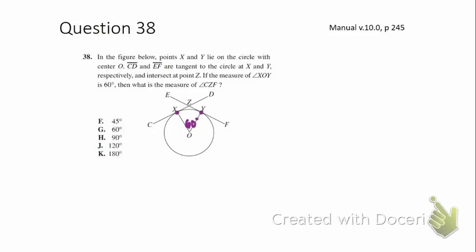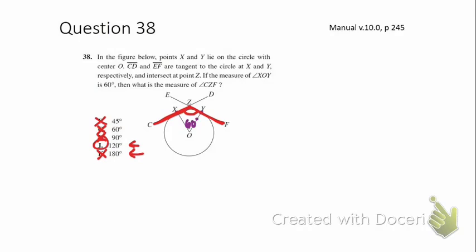So remember, you go side, vertex, side, so CZF. So I am trying to find this angle measure, okay? Just by the picture, you can tell that that's bigger than a right angle, right? So I can eliminate anything smaller than a right angle. I'm down to two options, 120 and 180. We all know that 180 is a straight line, and obviously this is not a straight line. So I know that my answer is J.